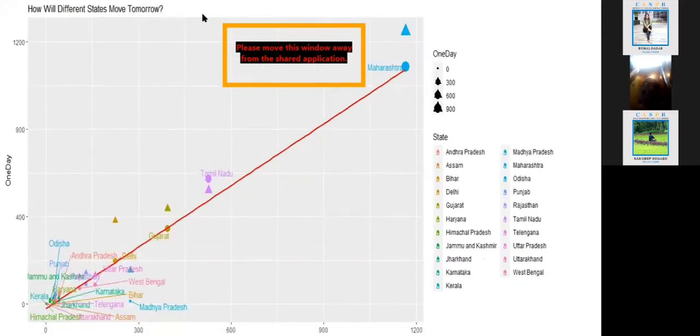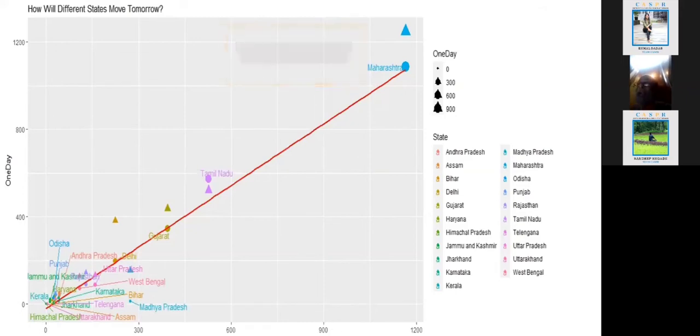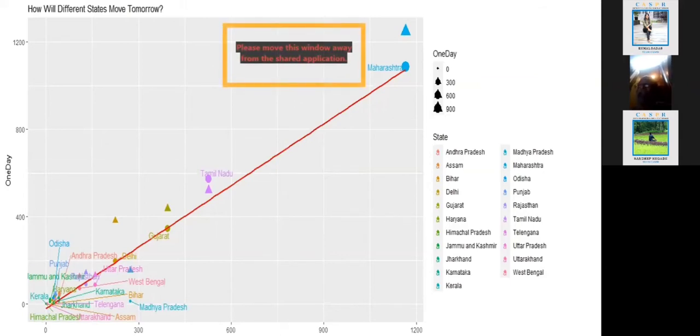So the second slide tells you what's going to happen tomorrow. So you see the triangles are tomorrow's forecast. The blobs are today's values. You see Maharashtra is going to see an increase. Tamil Nadu is actually going to see a decline. Gujarat will see an increase and Delhi will see a big jump. Among the rest of the states, probably MP is going to see a jump. But the rest of the states are again going to be fairly clustered, with only very small increases.